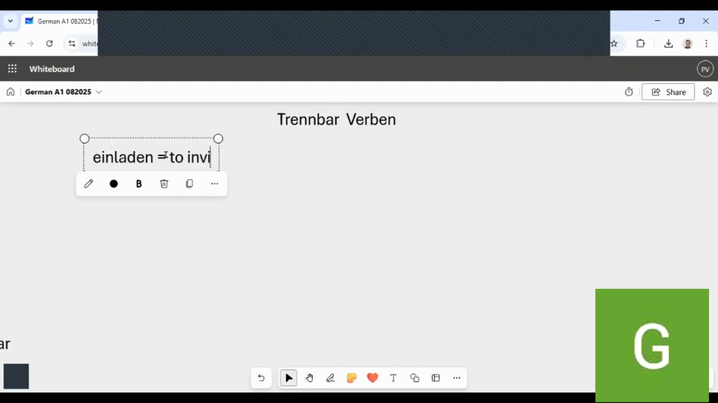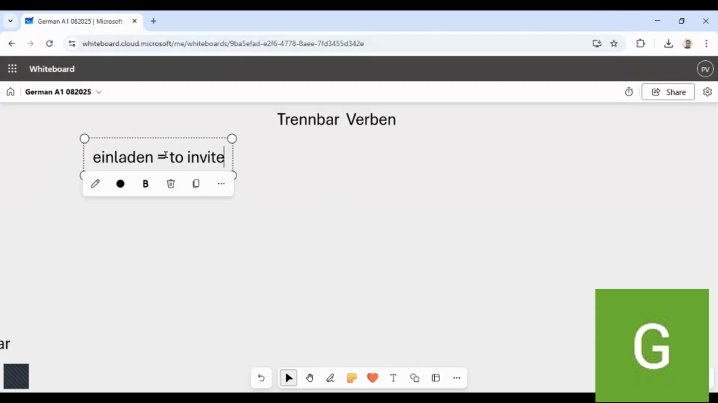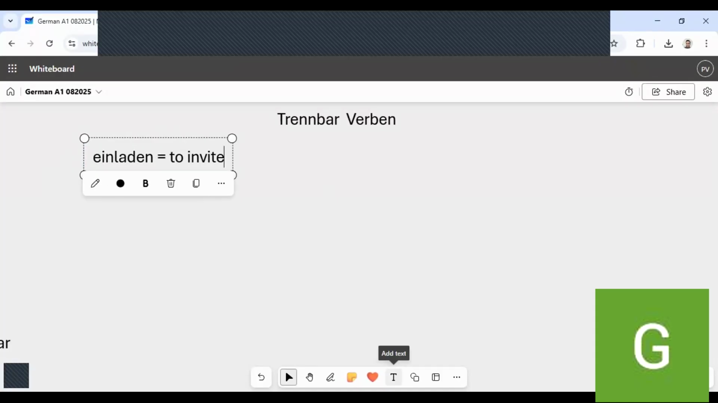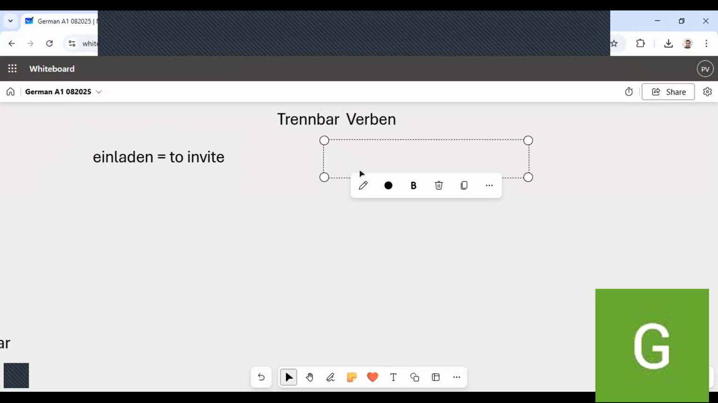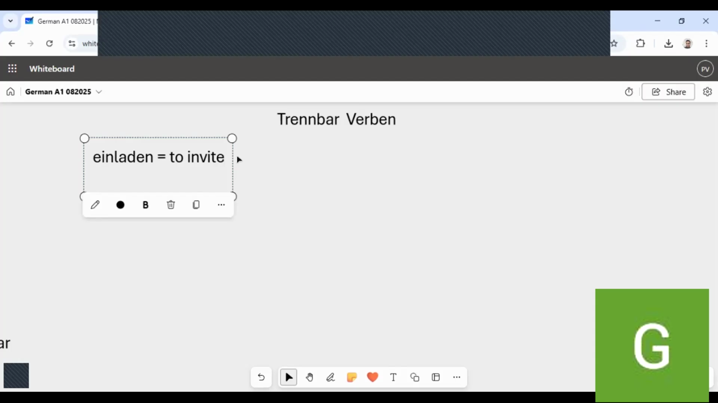Suppose you want to invite somebody to your birthday, to your house, any place. So this means to invite. First I will tell you how to make a sentence. What's happening with this verb is that Trennen means to separate. That's why these verbs are called Trennbar verbs.